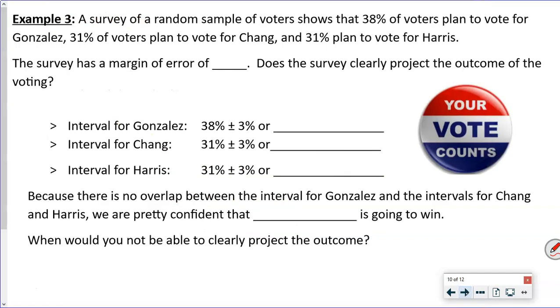So example 3 says a survey of a random sample of voters shows that 38% of the voters plan to vote for Gonzalez, 31% plan to vote for Chang, and 31% plan to vote for Harris. The survey has a margin of error, again, of plus or minus 3%. So does the survey clearly project the outcome of the voting? So what we're going to do here is subtract and add 3 to 38. So when we do that, we're going to get 35 to 41%.